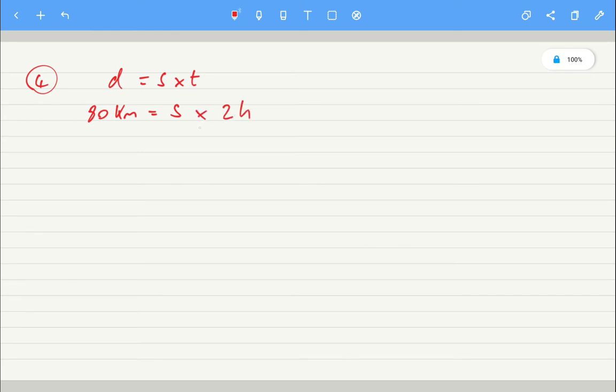So I need to get rid of the times 2 hours, so I need to divide by 2 hours, so it'd be 80 kilometres divided by 2 hours. So as you can see, the units are correct, kilometres per hour. So 80 divided by 2 is 40, and the units kilometres per hour.